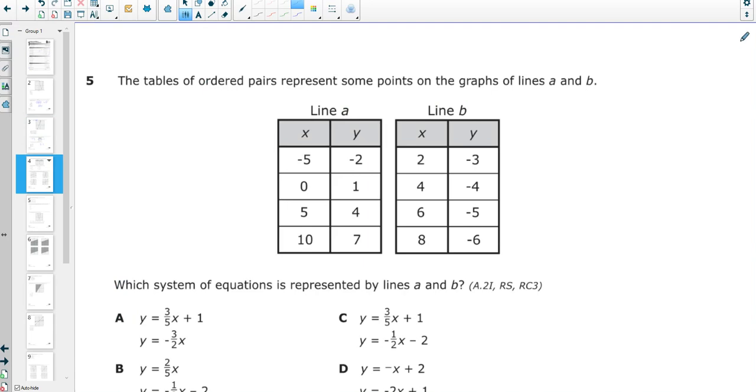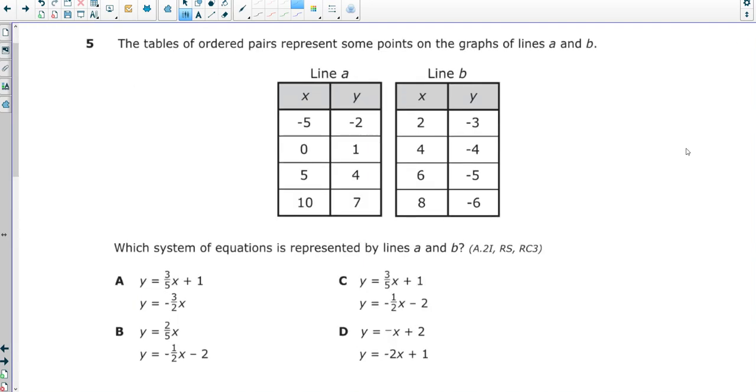Okay, guys, here we go. Number 5. The tables of ordered pairs represent some points on the graphs of lines A and B. Which system of equations is represented by lines A and B? Remember that the word system means more than one line, and here we have 2 of them. In your answer choices, they give you 2 equations for each one. So we have to find out which one of these answer choices fits the table. Look at this right here. Can you tell what this tells us? That's our y-intercept. Very good, George.